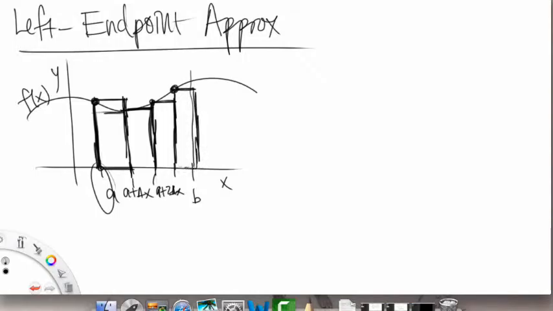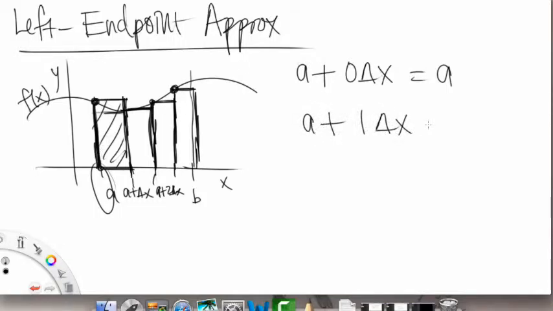So that's what left endpoint looks like on a graph, and formulaically, our first endpoint is going to be A plus 0 times delta x, because that's basically just saying A. This is equal to A. That's our first left endpoint. Our next left endpoint is A plus 1 delta x.